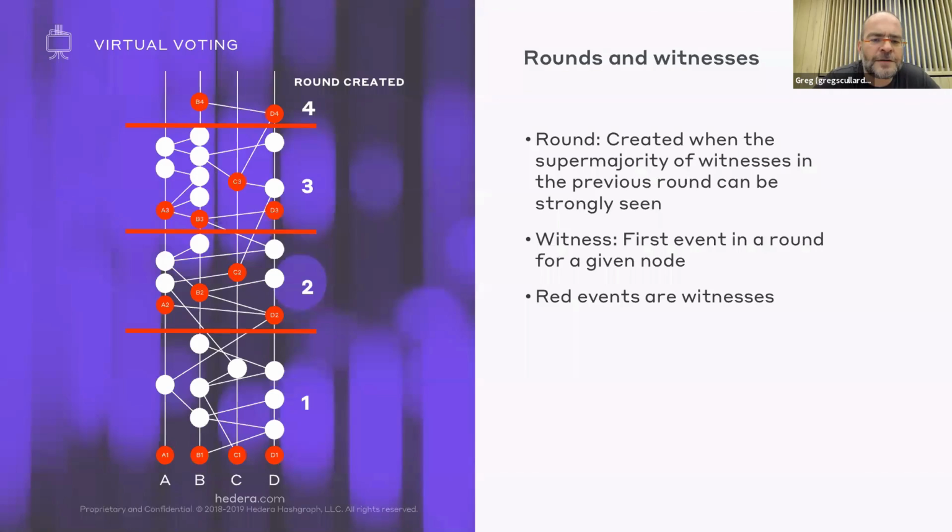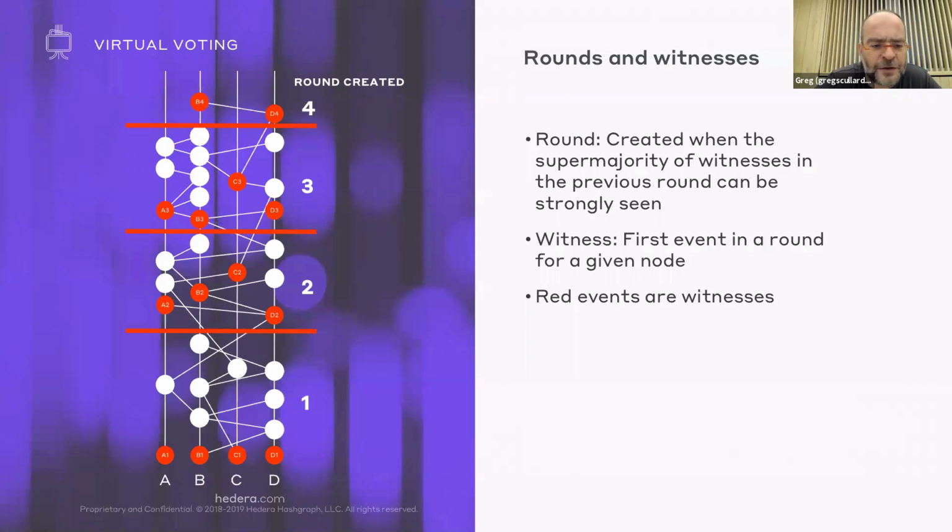So let's look at a little bit more detail behind this. A witness is the first event in a round for a given node. So on the slide here, we have A1, C1, D1, A2, B2. They're highlighted in red if you can't see them clearly.